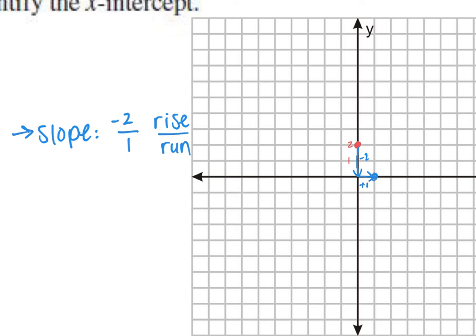Let's do it one more time. Down 5 to the right 1. And just draw a line that goes through those 3 points. You guys can draw a straight line. I cannot because I'm not on Notability.